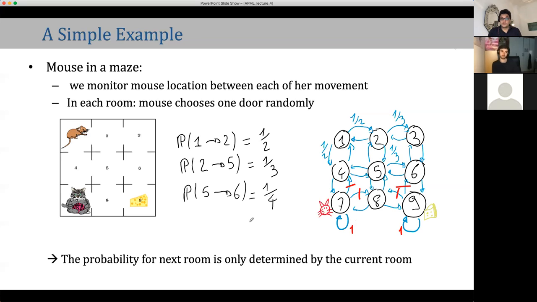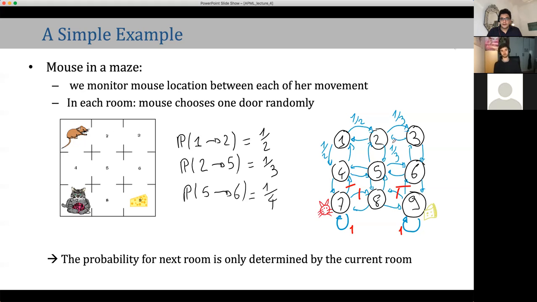Okay, but you can see here the process. So what will be the observation? We observe the room in which the mouse is. So first room 1, then let's say room 2, and then room 5, and then room 2, and then room 3, etc. So this is the observation we have.